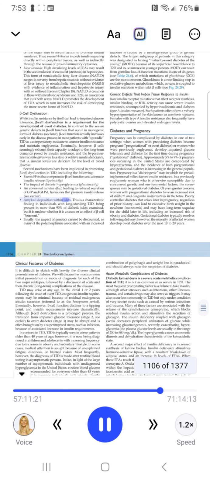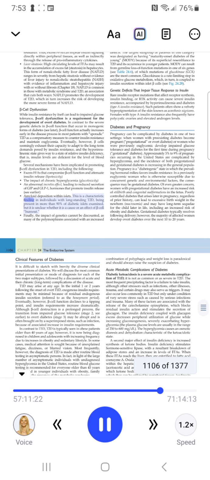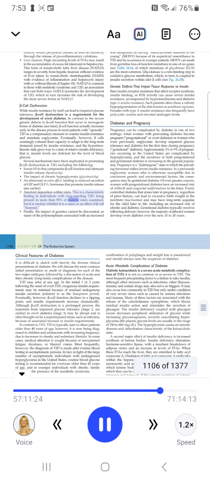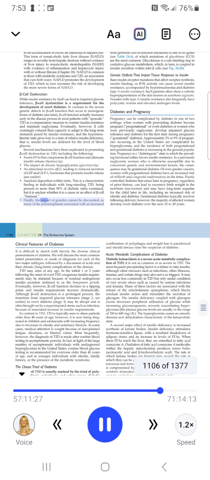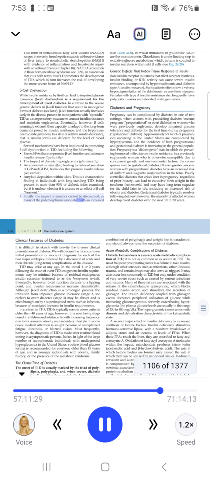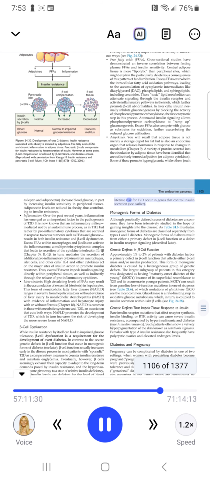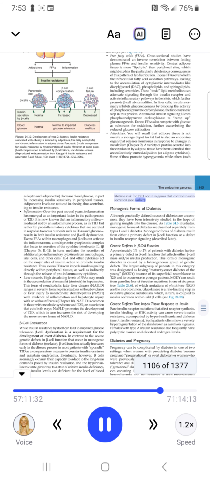Amyloid deposition within islets. This is a characteristic finding in individuals with long-standing T2D, being present in more than 90% of diabetic islets examined, but it is unclear whether it is a cause or an effect of beta cell burnout. Finally, the impact of genetics cannot be discounted, as many of the polymorphisms associated with an increased lifetime risk for T2D occur in genes that control insulin secretion, see earlier.